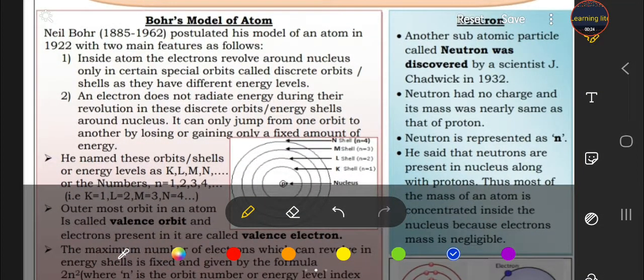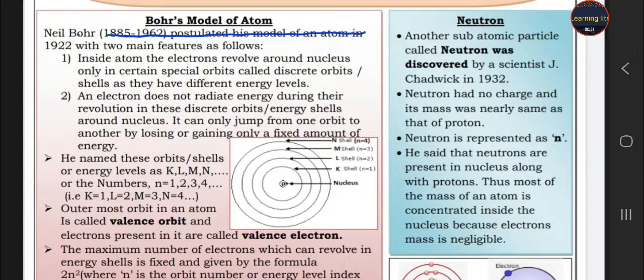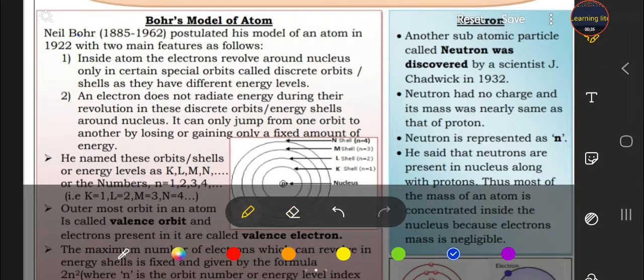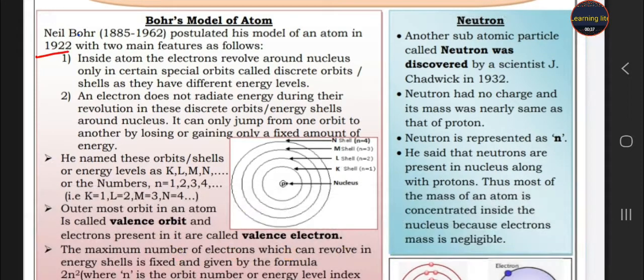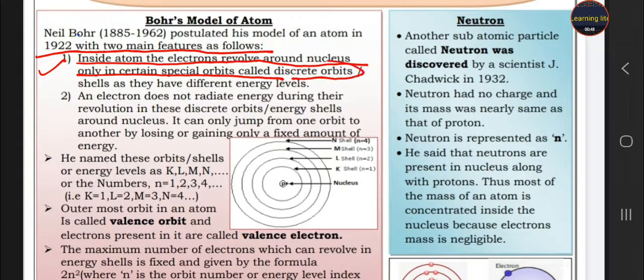Niels Bohr, 1885 to 1962, postulated his model of atom. And what is the model, students? Let's discuss. In 1922 he gave a model with two main features. First, inside the atom the electrons revolve around the nucleus only in certain special orbits, and these special orbits are called discrete orbits or shells, and all levels have different energy, students.